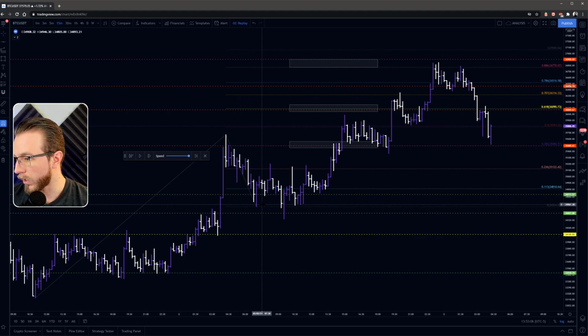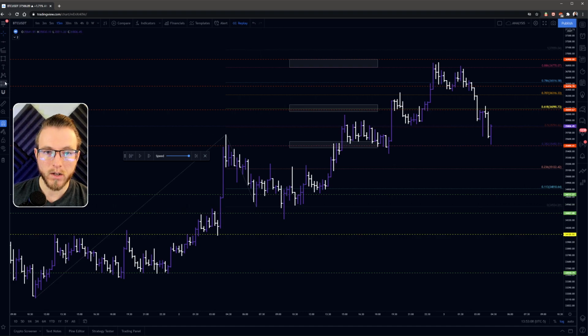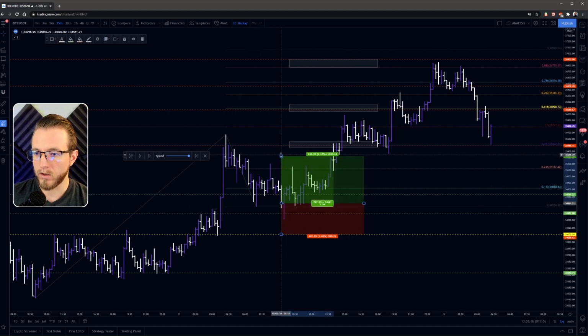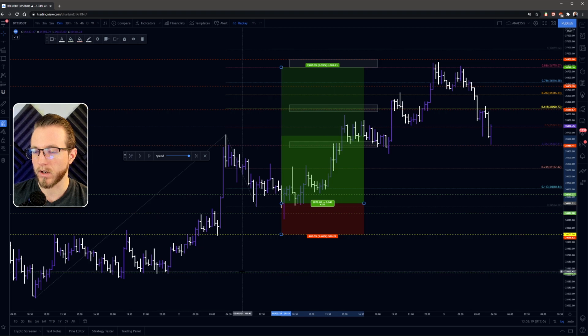Your average entry would have been, I guess, 34,560. Your stop would have been here, and you would have caught all this upside. On 10x leverage, if you're scalping, that would have been a 60% trade, a 5-to-1 risk reward ratio. That's a fantastic trade, right?